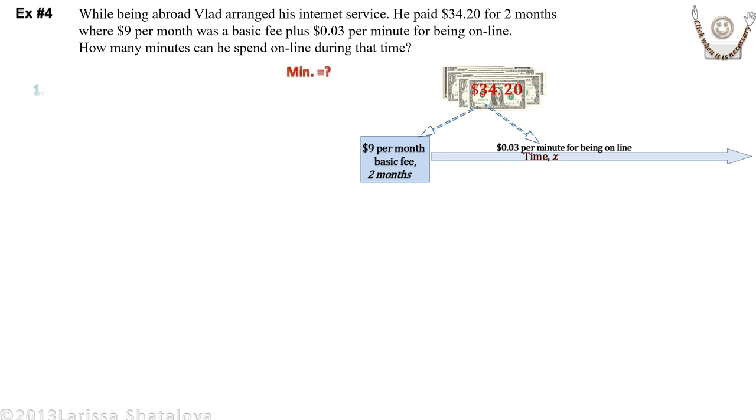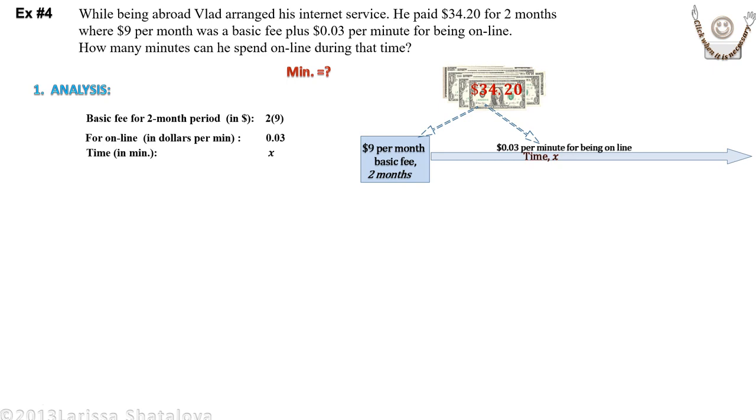Analysis. Basic fee for a 2-month period will be 2 times 9, where 9 is the basic fee for 1 month. For being online, he has to pay 3 cents per minute. In dollars, it would be 0.03 per minute. Time in minutes, this is what we are looking for. We have to mark it as an x. And total cost is $34.20.